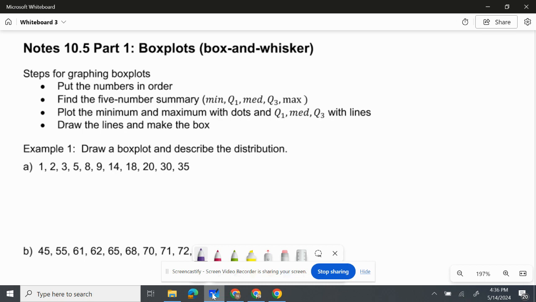What we're going to do now is we're going to graph box plots. Sometimes it's called a box and whisker plot. First step is to put the numbers in order. Then we're going to find the 5-number summary, which is the minimum, Q1, median, Q3, and maximum.